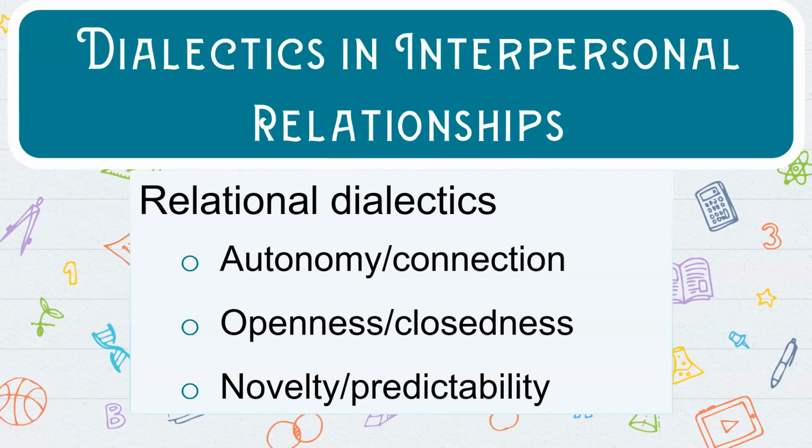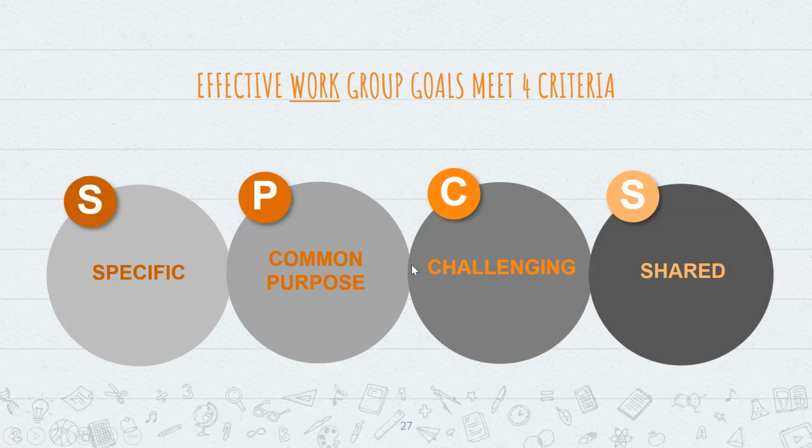Novelty and predictability. So you might like surprises. Everybody likes surprises, right? But you also like some predictability. If you're in a relationship, you might like new things, to be surprised by something that your partner does for you. But at the same time, you like predictability. You want to know that that person is always going to be there for you, and you want to be able to predict their reactions.